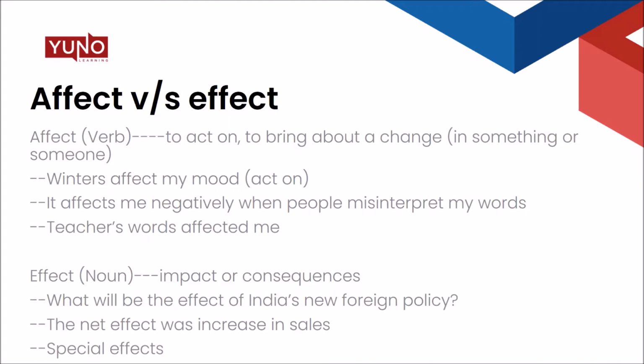Other examples that we can have, we can say, it affects me negatively when people misinterpret my words. Means the action of people misinterpreting my words, it has a negative effect or it acts negatively on my temperament. Teachers' words affected me. They had some impact, they had some influence on me. So it shows a kind of action, and that is the meaning of affect.